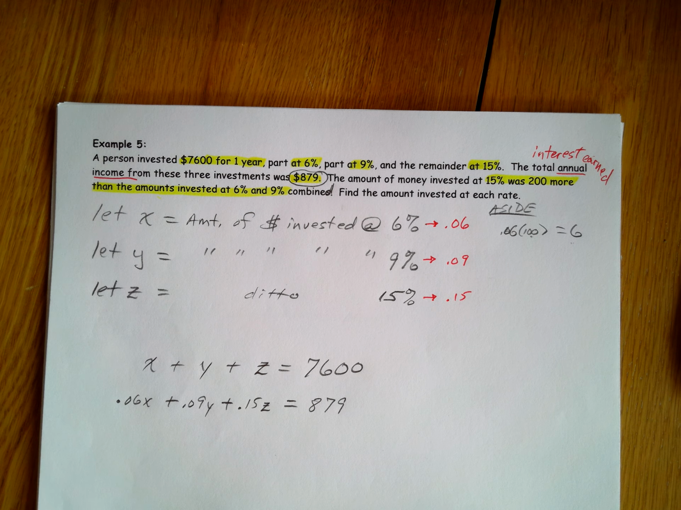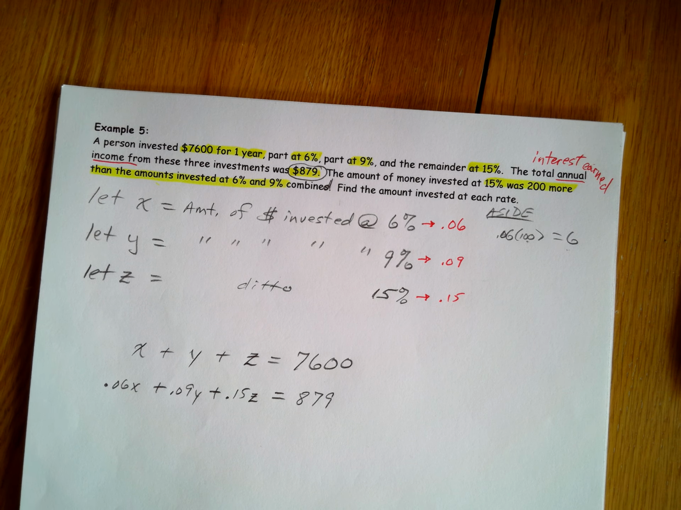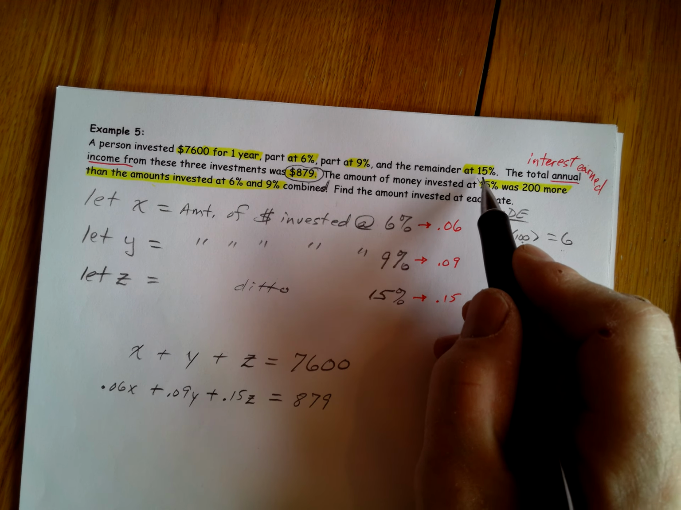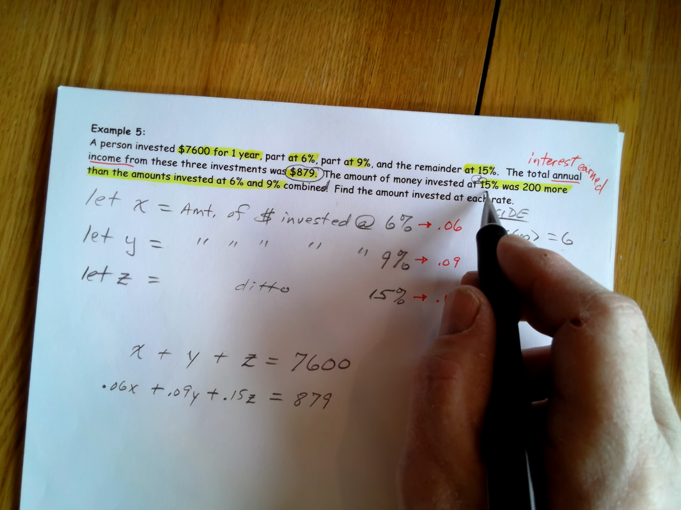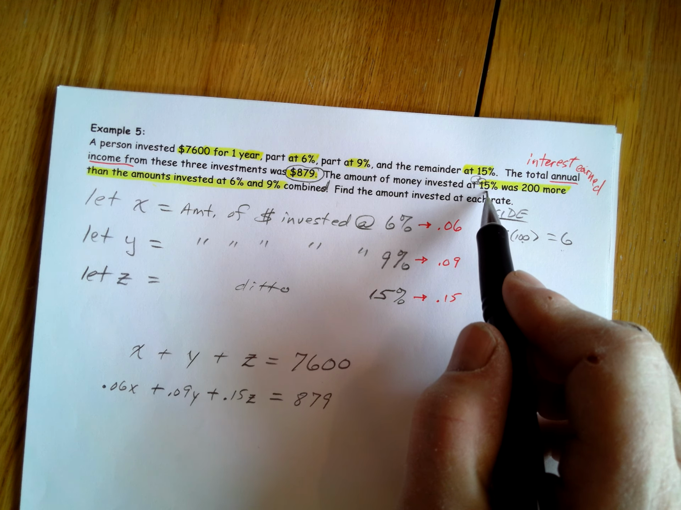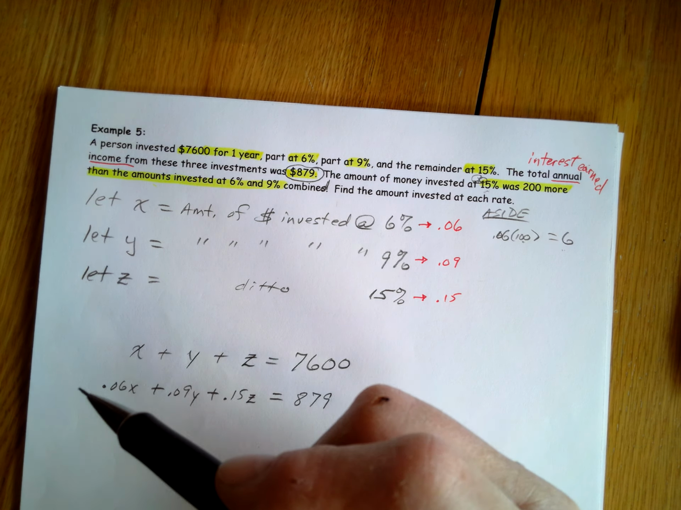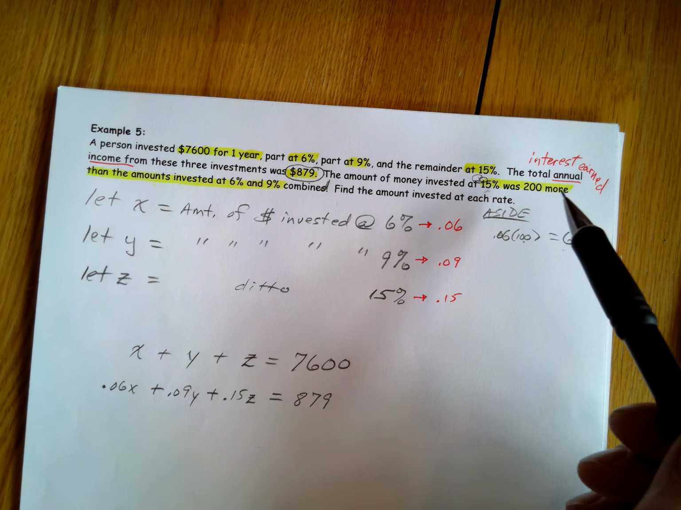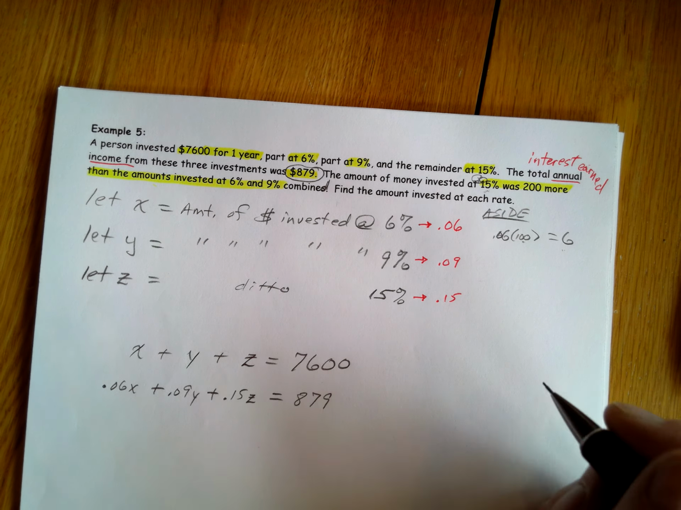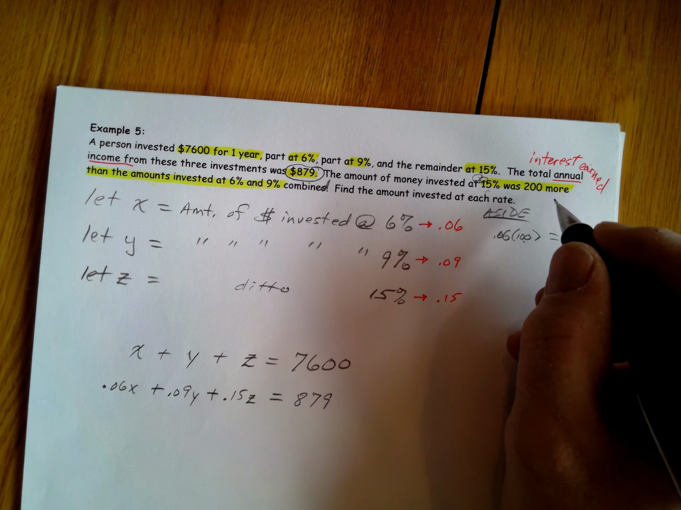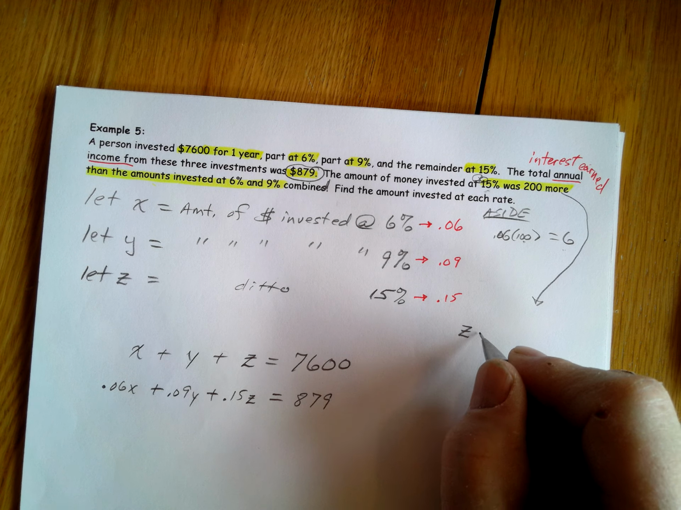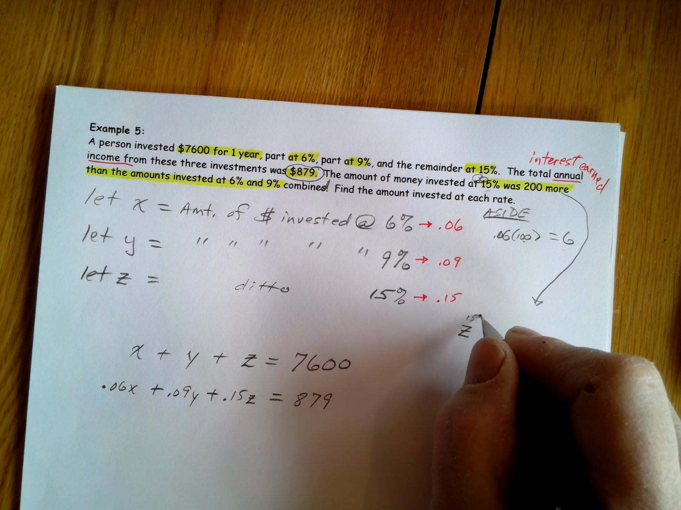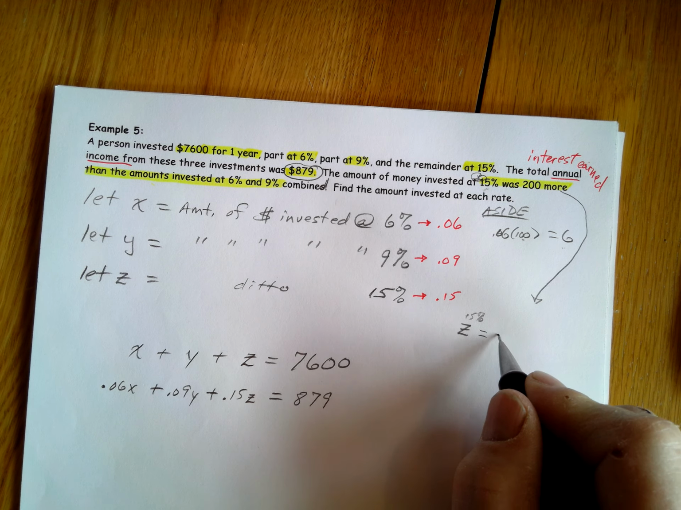Now we just need a third, and that's where this guy comes in right here. Okay, this last highlight. At the money that whoever this person is, put at 15%, then the amount they put in there, if you added up the other two, okay, it would be $200 more, which means what? It means that the amount of money in 15%, this is the 15%, okay, it's equal to the amount in X plus the amount in Y plus 200.